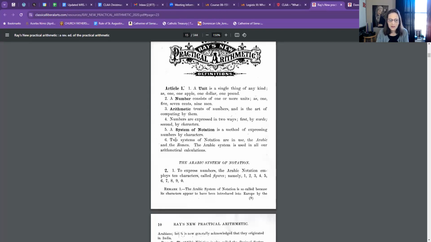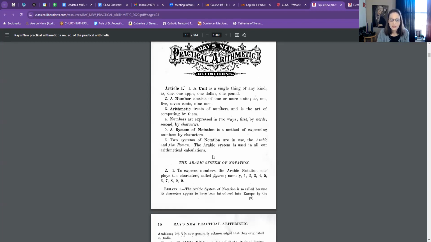Number 6, 2 systems of notation are in use, the Arabic and the Roman. And we use the Arabic, right? The Arabic system is used in all of our arithmetical calculations. Okay, so that's the beginning of learning about numbers and units and arithmetic. And we'll work on this more next week, okay?